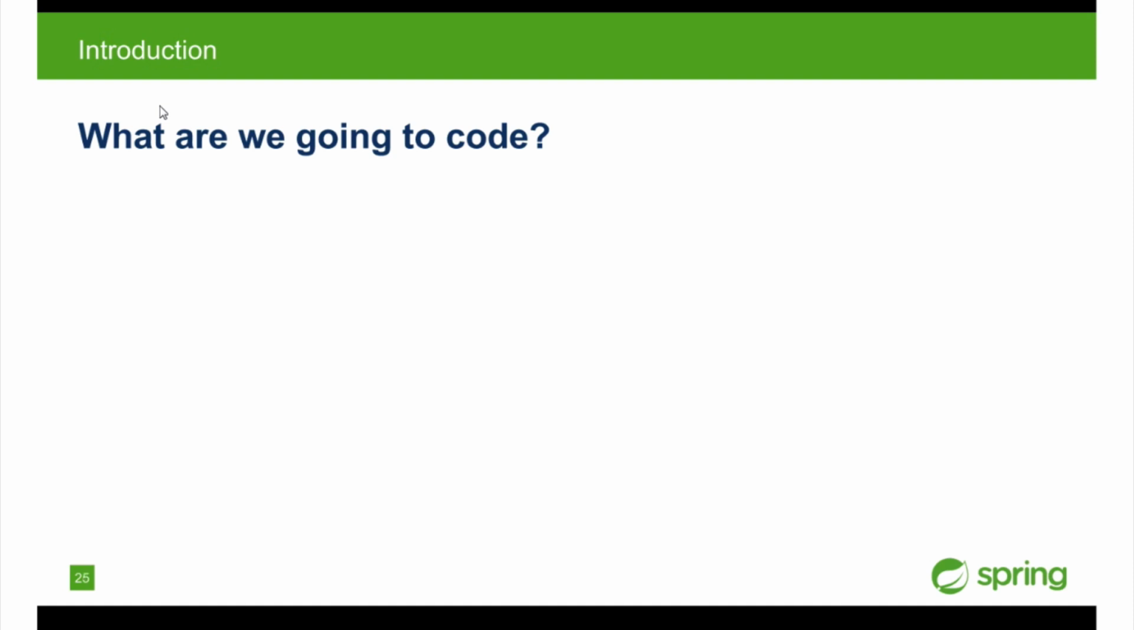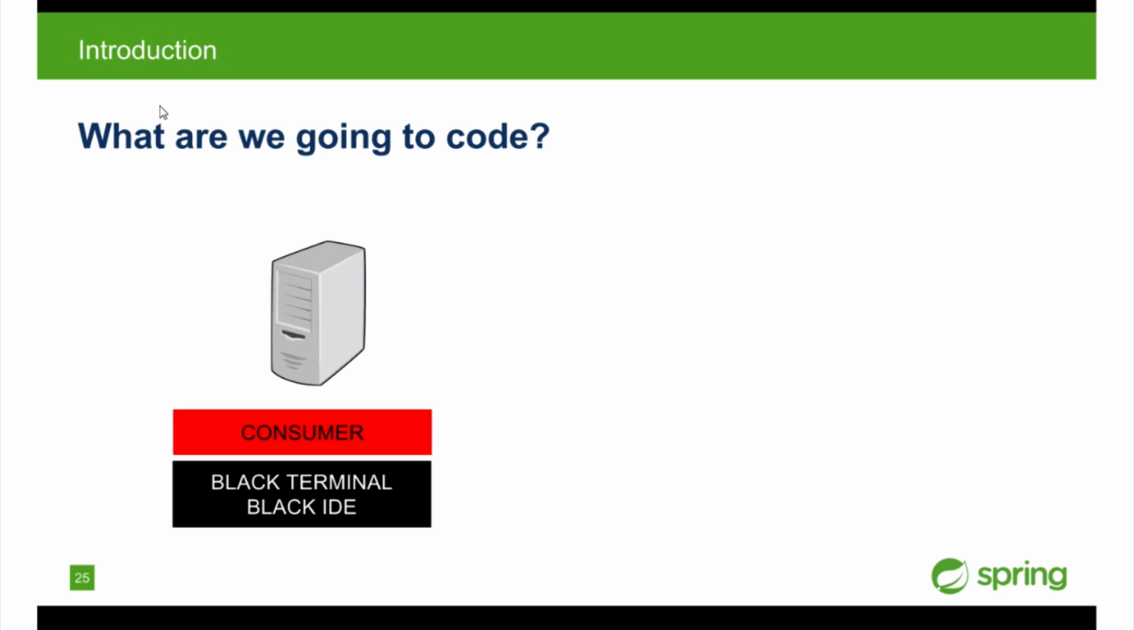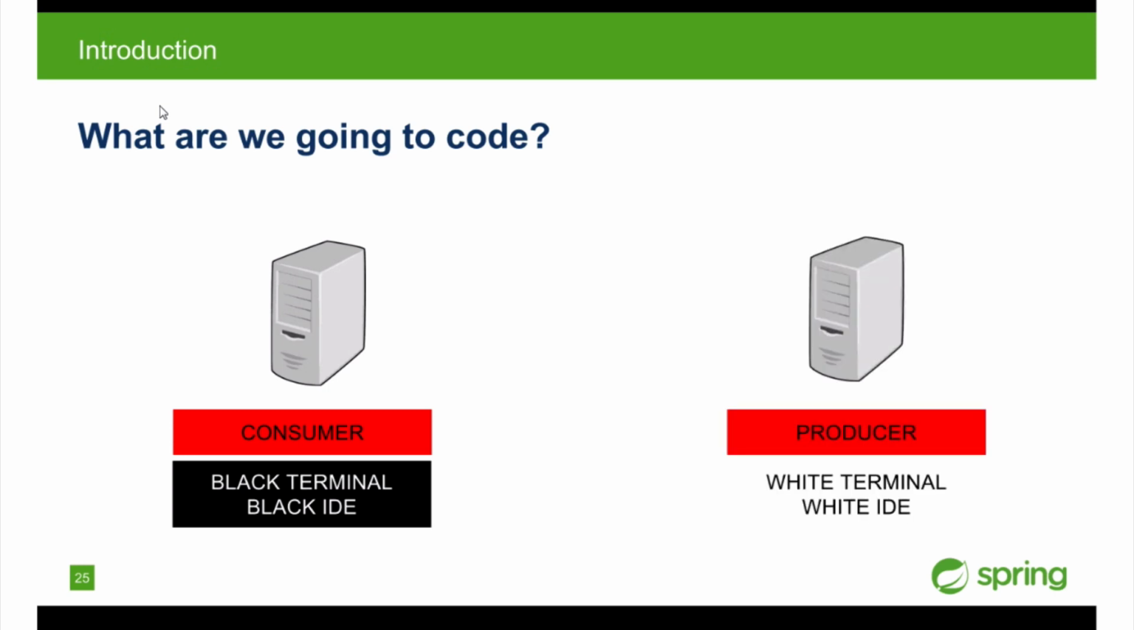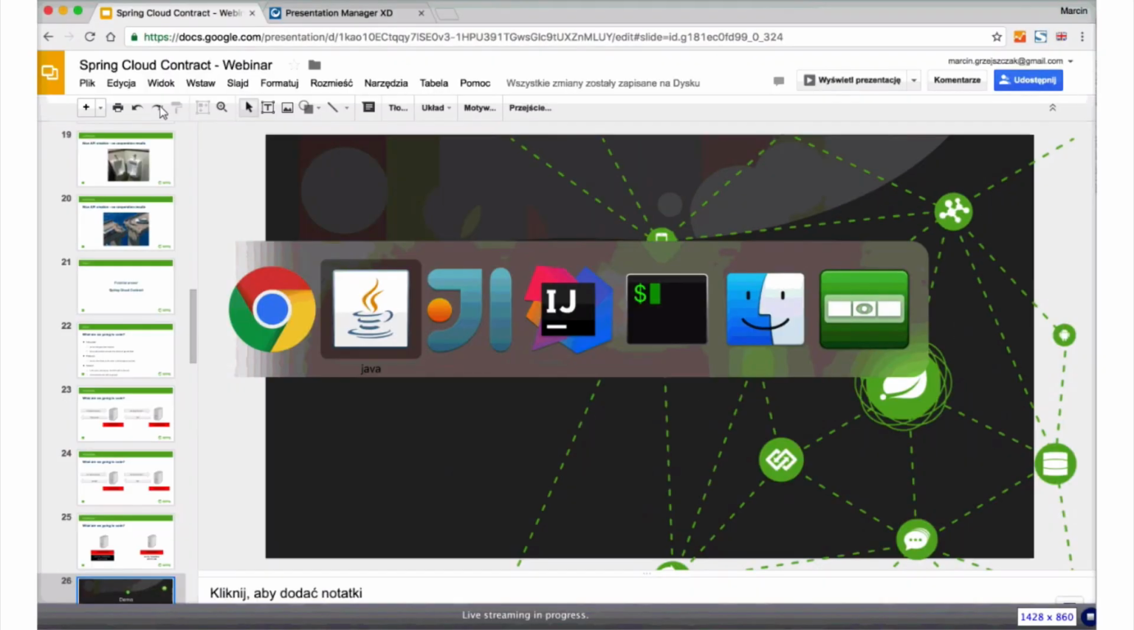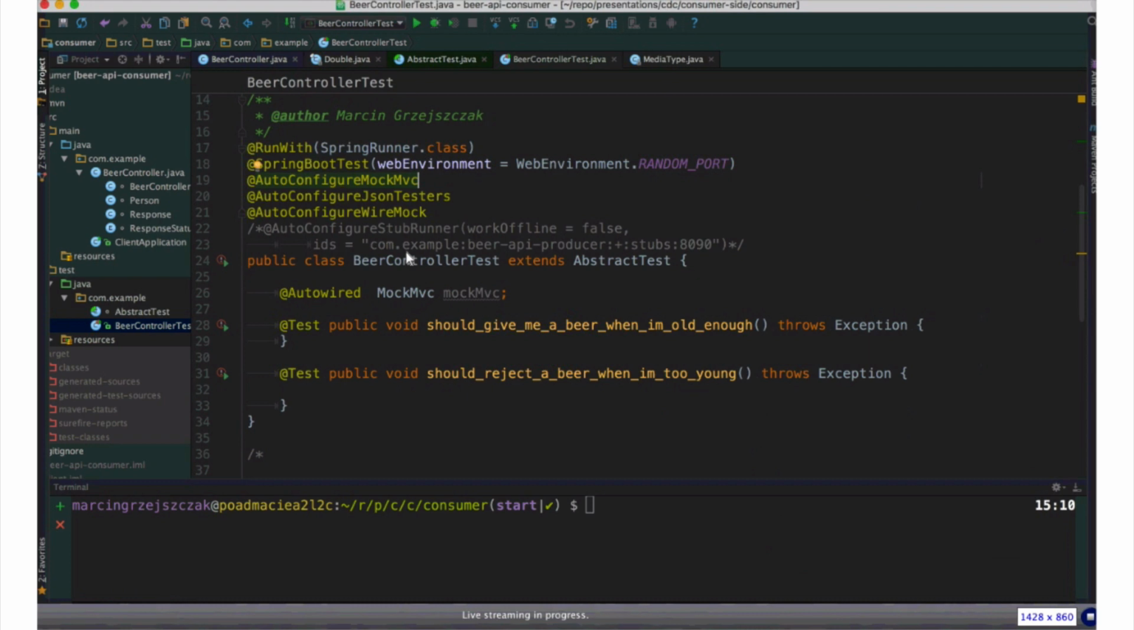Now, an important thing, because I've given this talk a lot of times, and I think this is the best way to differentiate between the consumer and the producer. Whenever you see a black terminal or a black IDE, that is the consumer side. I'll also be repeating that we are on the consumer side. Whenever you see a white terminal or a white IDE, it means that we're on the producer side. Okay? So, time for the demo. Let's go to the code. This is our consumer application. Since we don't have that much time, I already have some skeleton of the code ready.